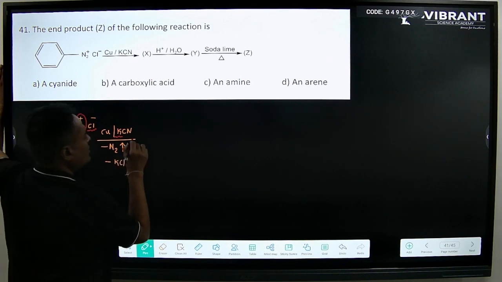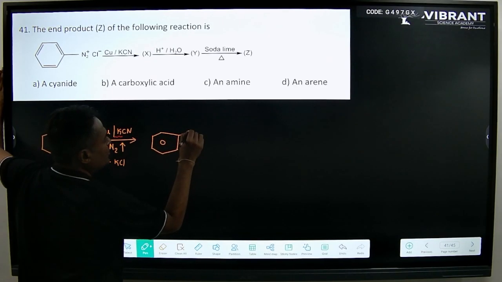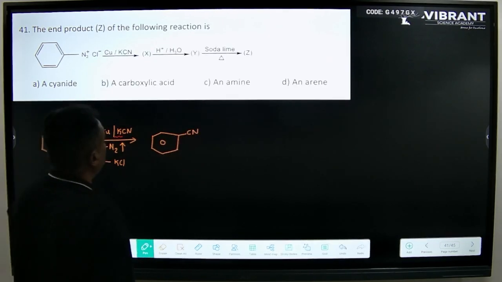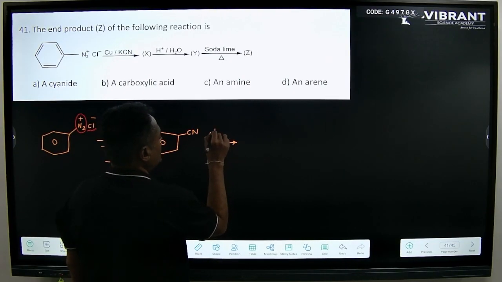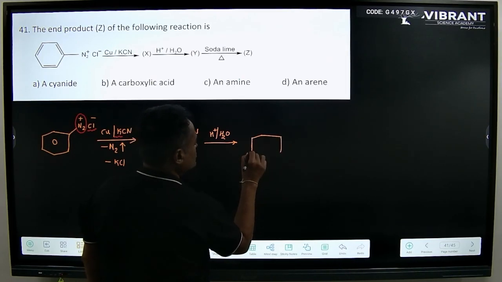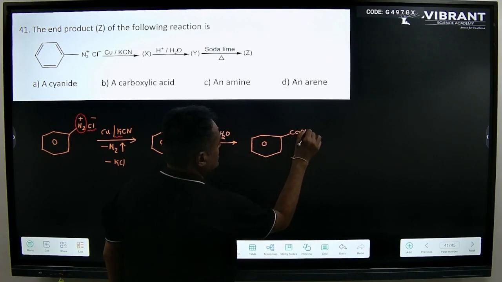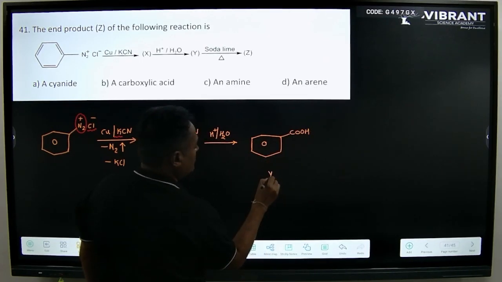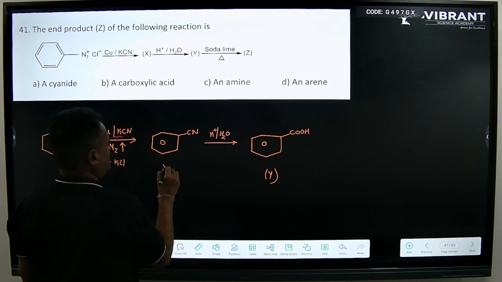What is left out now, child? I have got over here a benzene ring containing a cyanide unit. Now, this cyanide on hydrolysis, we know that cyanide always on hydrolysis gives an acid. So, the product obtained in this case will be benzoic acid. So, your benzoic acid is the product Y, and this product is the product X.